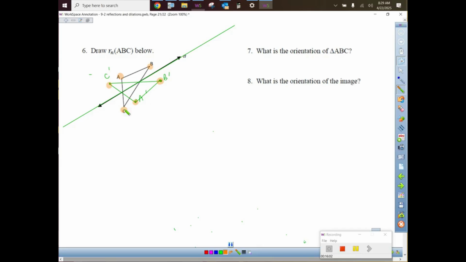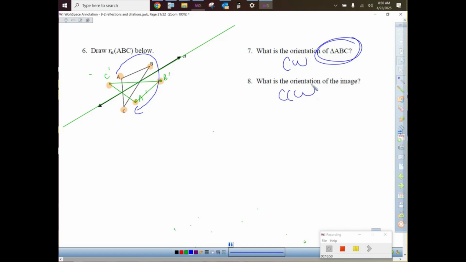Orientation. I like to draw the arrow just of the original guy when they ask about orientation. What's the orientation of triangle ABC? You have to go around the way they name it, you know? Because you could call it CBA and it would reverse the orientation. But since they called it ABC, you got to go from A to B to C in that case. So whatever they name it, that's the order you go around in. And that bad boy is clockwise, which means that A prime, B prime, C prime should be the reverse of that, counterclockwise. Those are reflections.